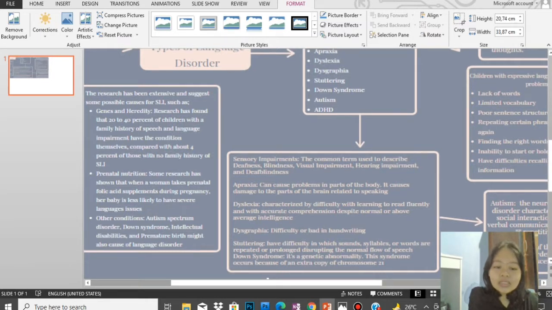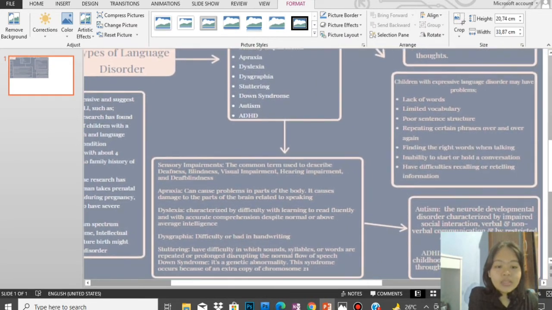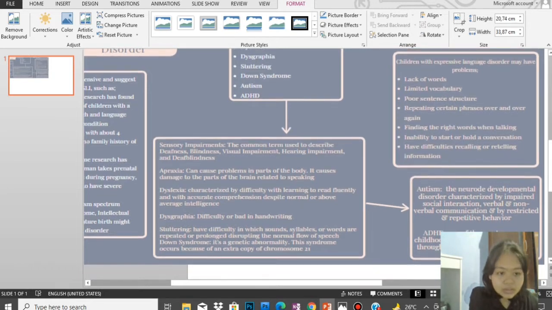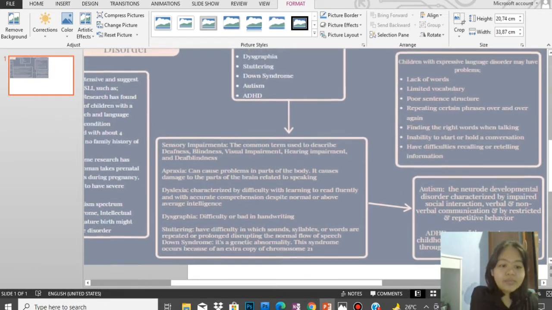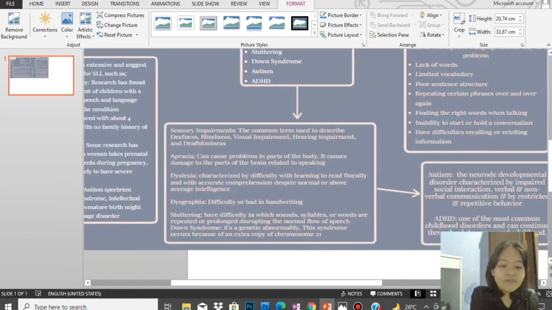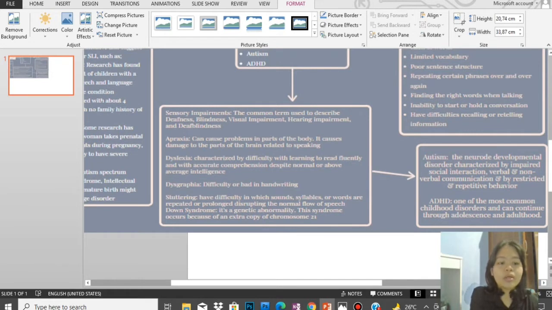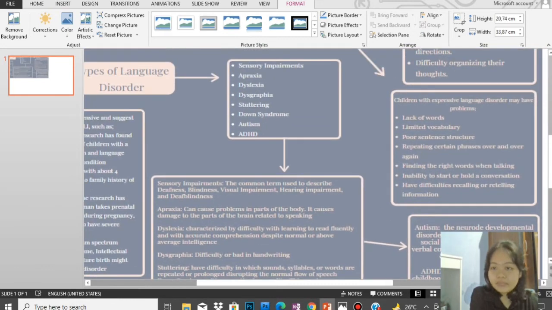This syndrome occurs because of an extra copy of chromosome 21. Autism is the neurodevelopmental disorder characterized by impairment in social interaction, verbal and nonverbal communication, and by restricted and repetitive behavior. Meanwhile, ADHD is one of the most common childhood disorders and can continue through adolescence and adulthood.